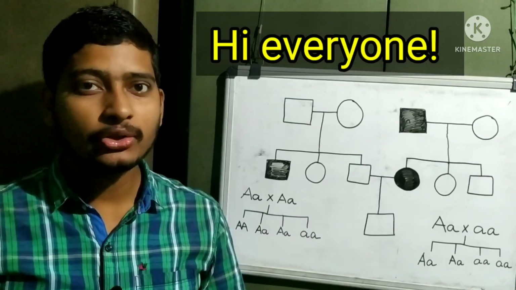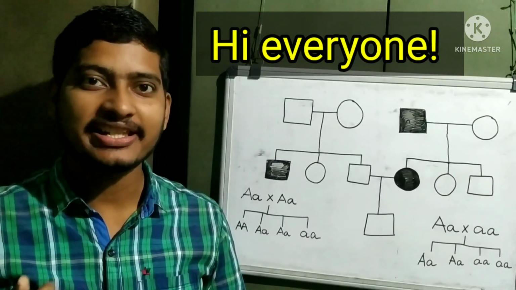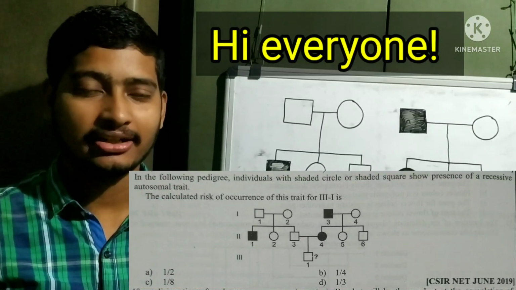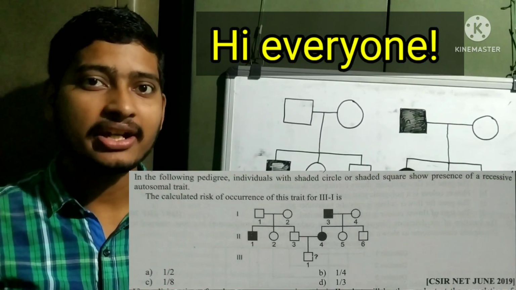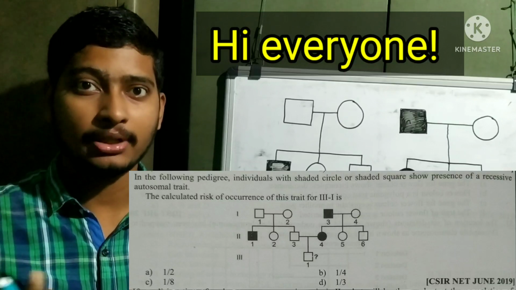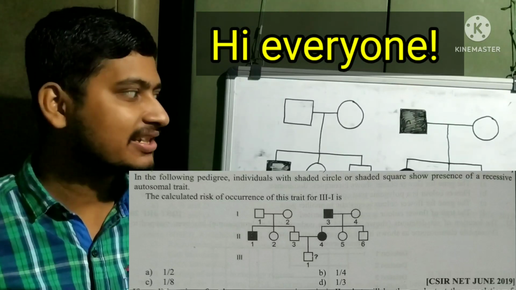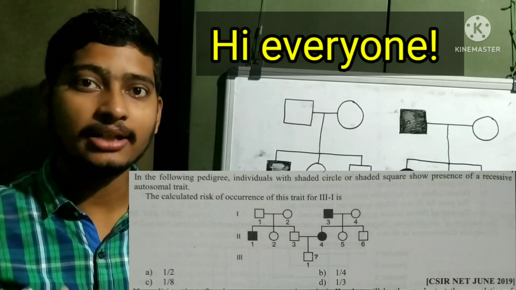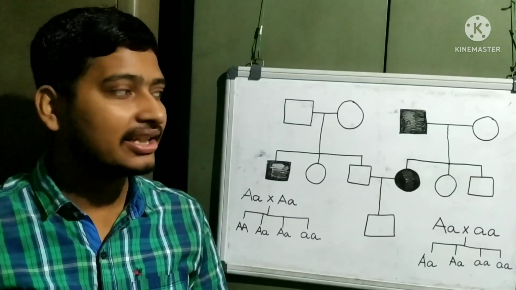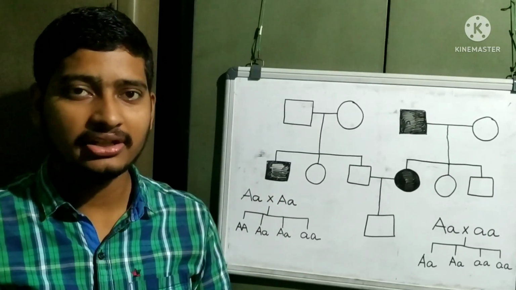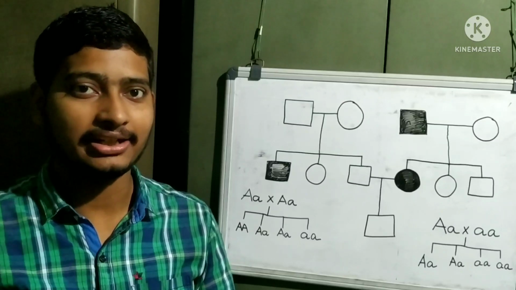Today I am going to discuss a question of CSIR NET 2019. This question is based upon the pedigree probability. So let's see how to solve this pedigree probability question. It is a very easy question and I hope you will get it.